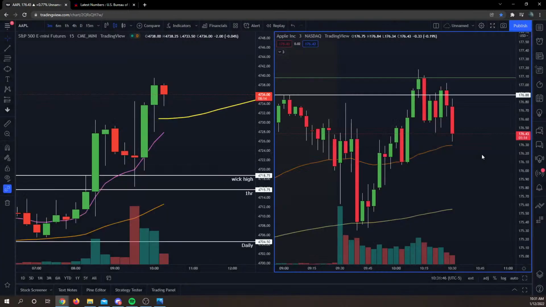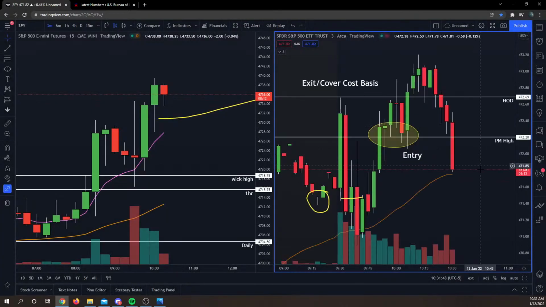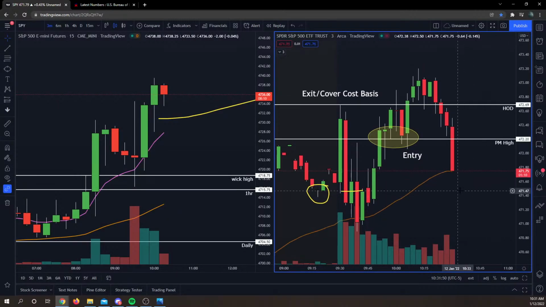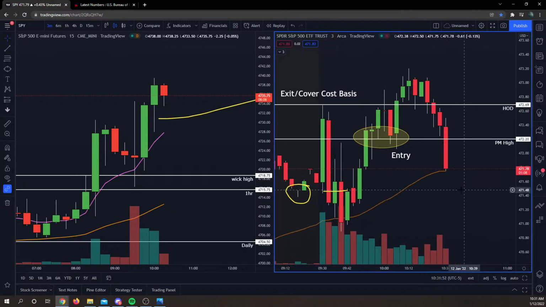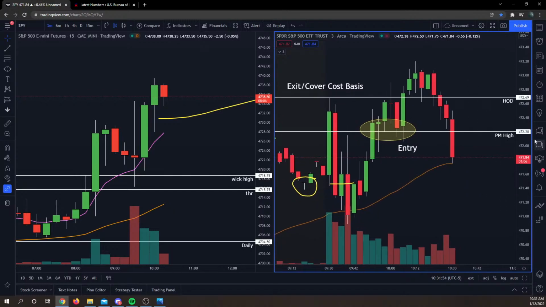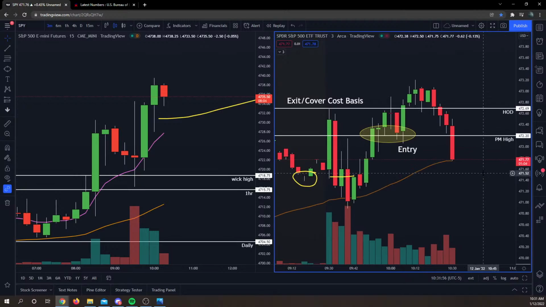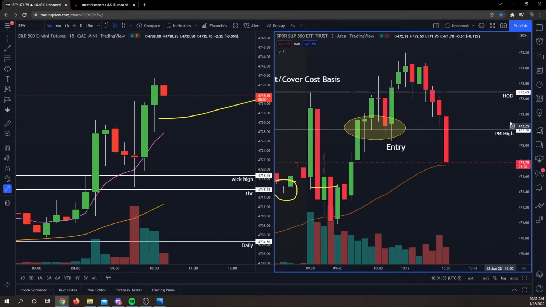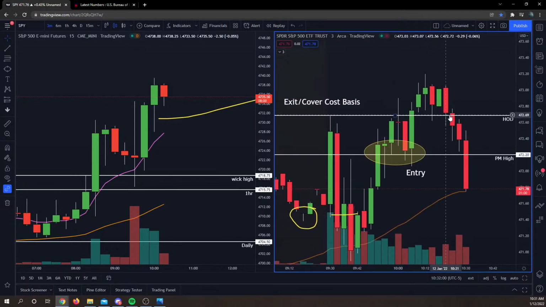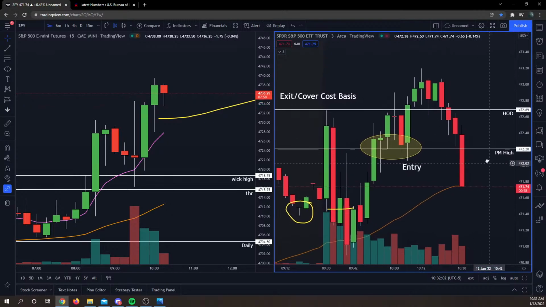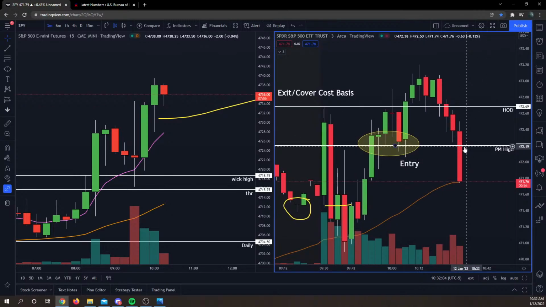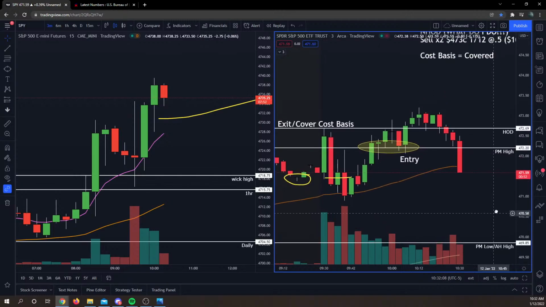Looks like we are going to push down to our 50 EMA. On Apple, we're doing the same thing here on SPY. Watch for 471 support bounce. Now, that being said, if we had taken those puts we discussed earlier, we bought more at the high of day or at pre-market high, we're still in the green here. Because why? We're looking for that big pre-market low cycle.